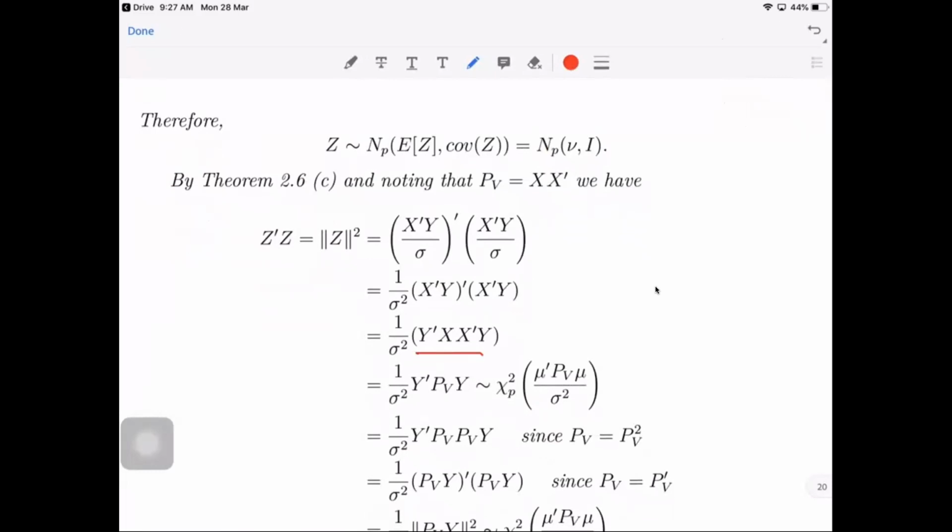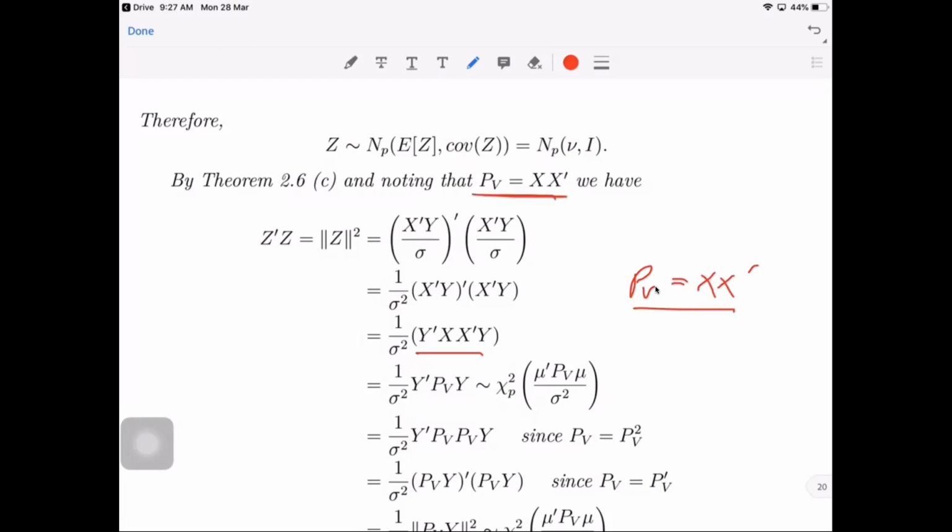Now, if X is a basis matrix, right, PV is XX prime, no? What theorem was that? Because throughout, we assume that our X is orthonormal because it doesn't matter, it does not affect the result. So if X is an orthonormal basis, then we can always write PV as X X prime.